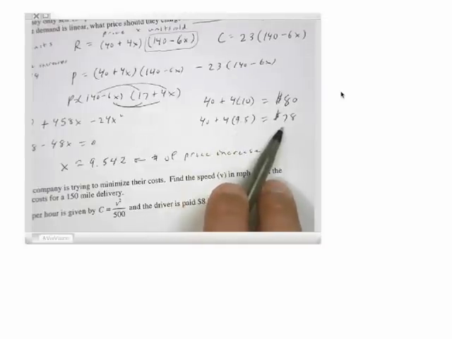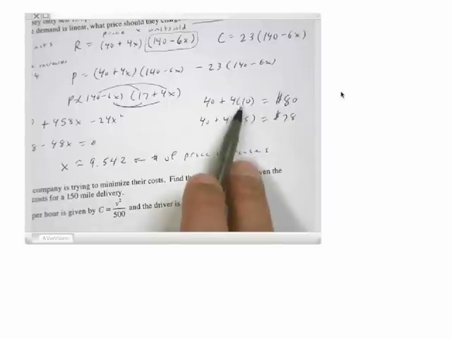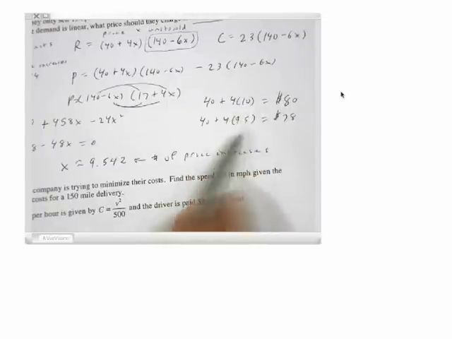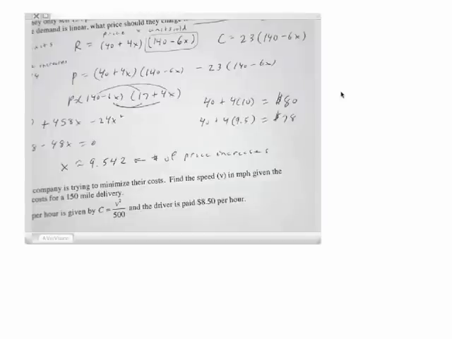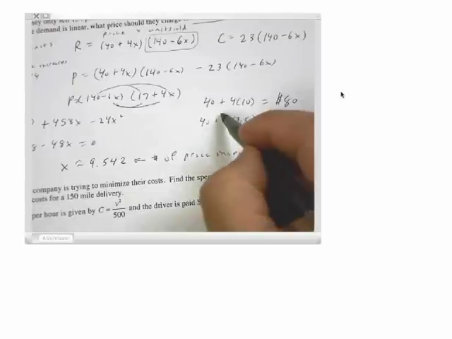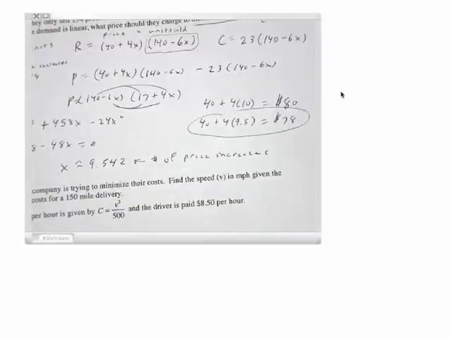It just depends on what the problem says about how many price increases, if it has to be a whole number or not. Again, don't assume the price increase has to be a whole number. You can round it off to the nearest tenth or something and get your price. We're going to charge $78 per unit.